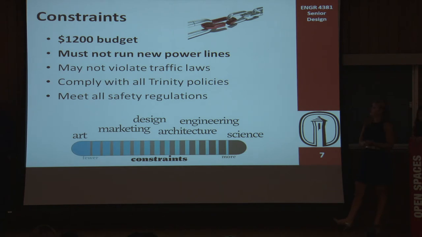This is a list of our constraints. Our most important constraints were the budget, which was $1,200 and was put on us by the engineering department. Also, we are not allowed to run new power lines to the sign at the entrance and exit. This was put on us by facility services. Basically, it's going to be way too expensive to implement and put a new power source there.